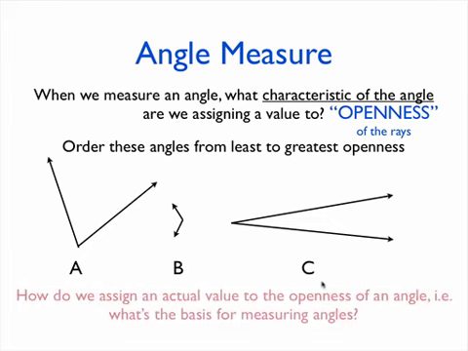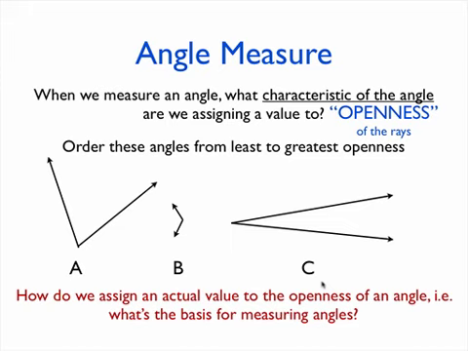Okay, so now we want to talk about actually assigning a value. How do we do that? How do we actually assign a value to the openness of an angle? In other words, in general, what's the basis for measuring angles? All right, some people are saying degrees or 360. We're even stepping back before that. So how do we get those numbers? What do the numbers mean? What's the basis for measuring an angle?